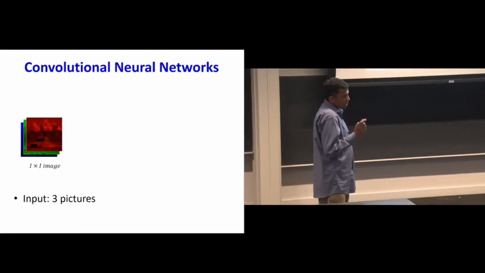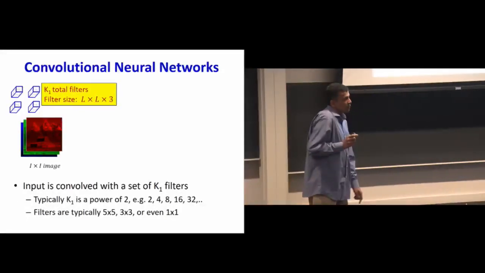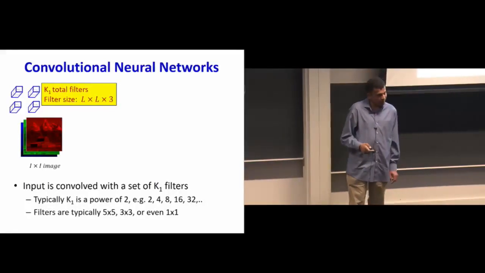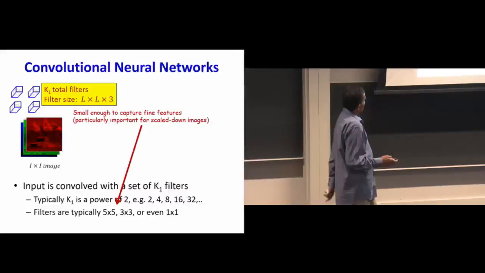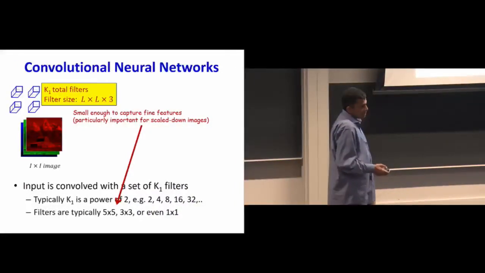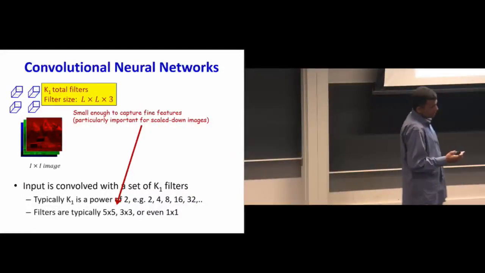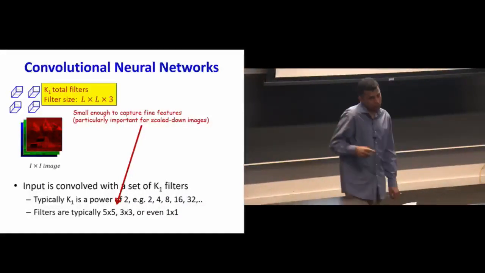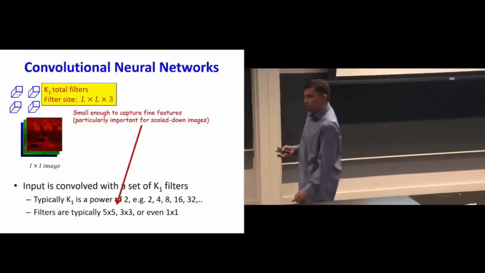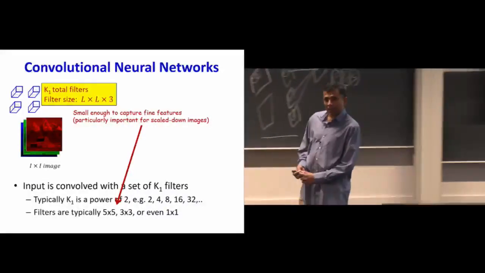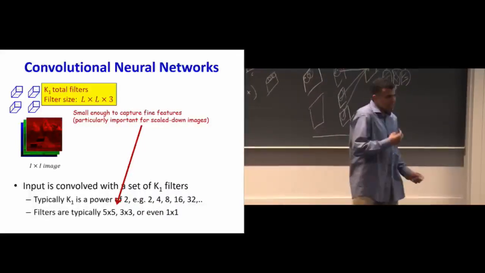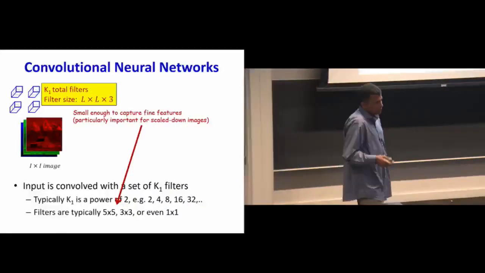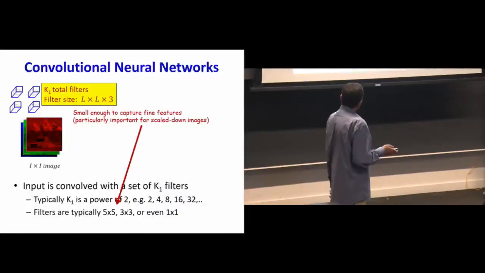So here's your original input. You're going to define a bunch of filters, some k1 of these. Each of these is going to be a cube, right? And the filter sizes are typically 5 cross 5, 3 cross 3, or even 1 cross 1. And the number of filters is typically set to be a power of 2. Again, I'm giving you values that have historically been found to be kind of effective. But there's really nothing magical about powers of 2. These are just typical values, right?